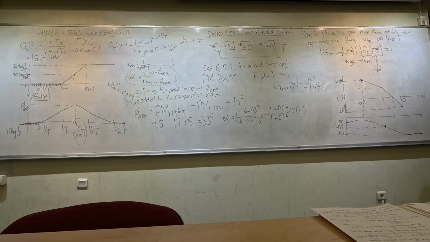Then what does this mean for G uncompensated of j omega GC? This should be what in terms of alpha? According to that equation, it should be what? Yes, that is square root of alpha. Okay.